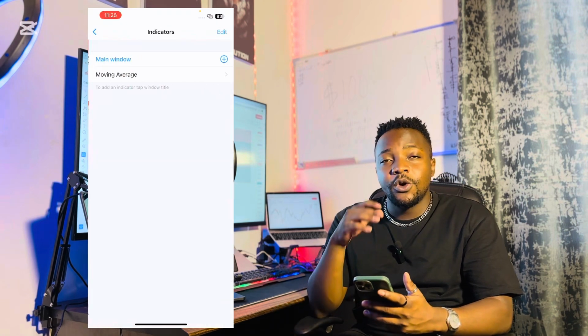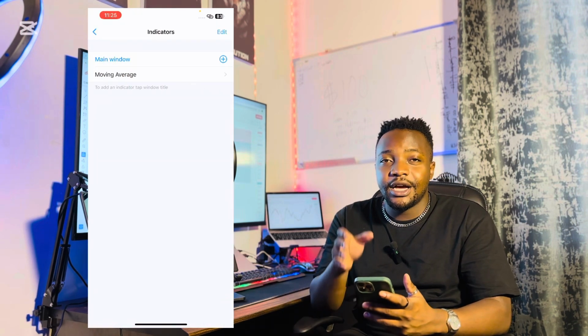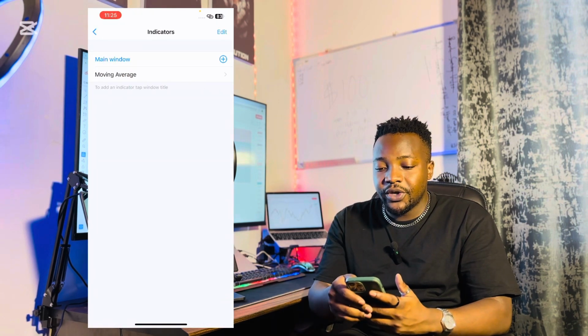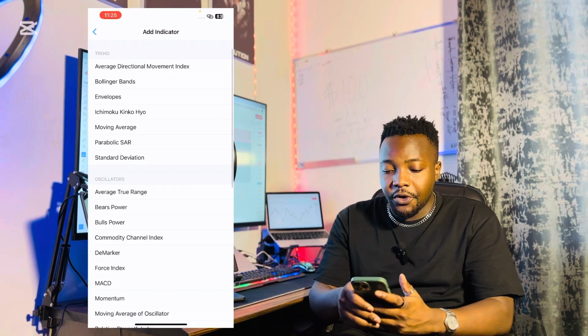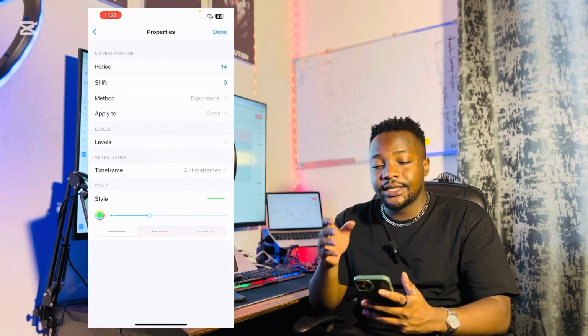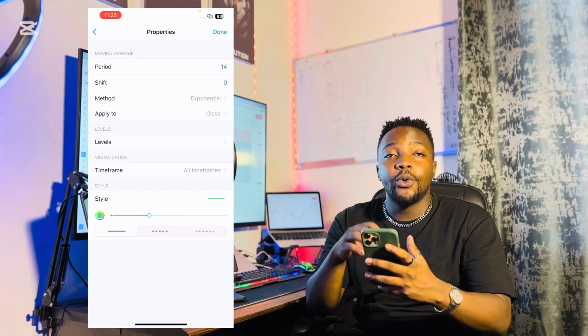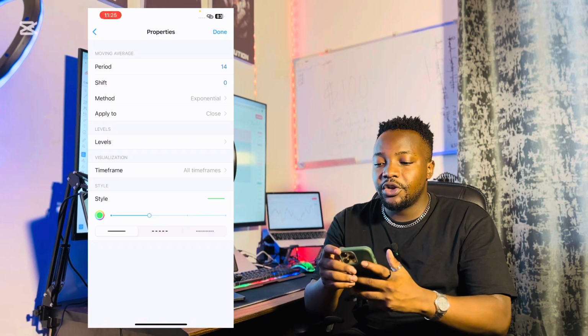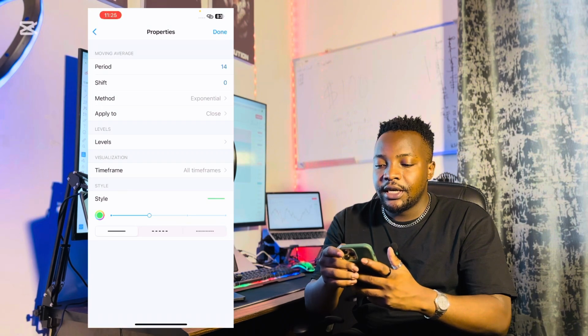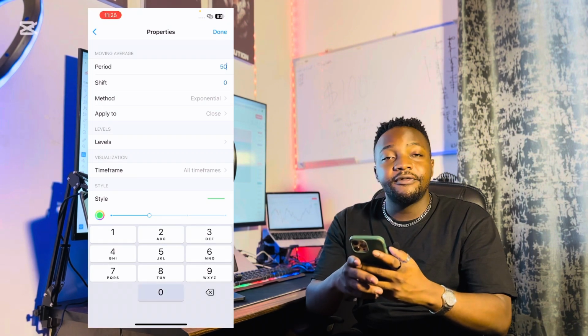Okay, next we're going to need another indicator on our main window. So I'm going to click on main window, and then we're going to click moving average once again. And this time around, we're going to have a moving average with the following properties. The period is going to change from 14. I'm going to change it to 50.